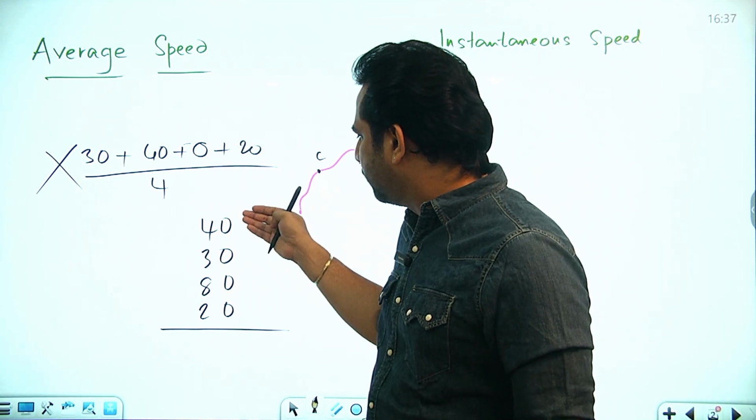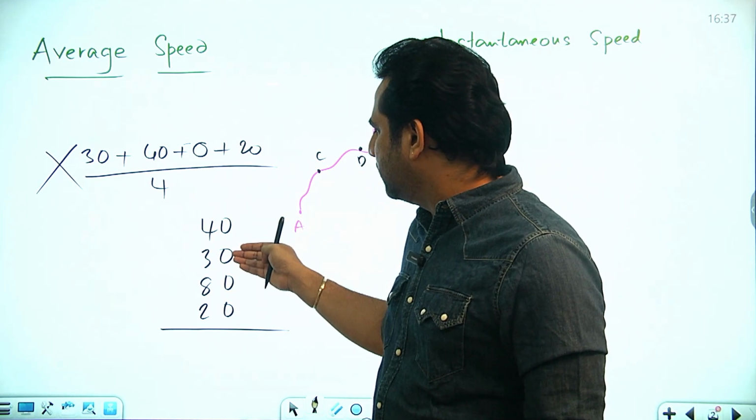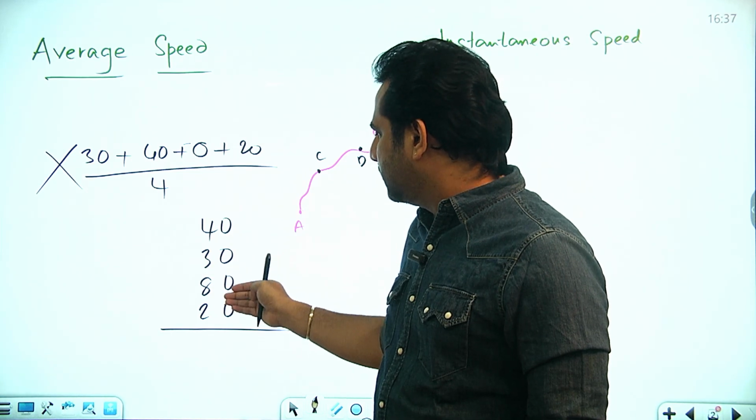So what is the total here? 40 plus 30, that is 70. 70 plus 80 plus 20, that is 100. 170.